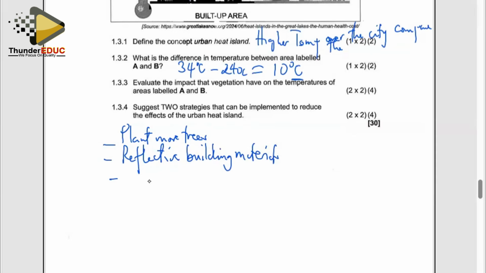What else can we do? We can also develop water features. Water features, like we can have swimming pools in the urban area. We can also have water recreational facilities in the urban area. It is going to lessen the amount of temperature which is going to accumulate over the urban area. We can also talk of things like reducing the volume of traffic.